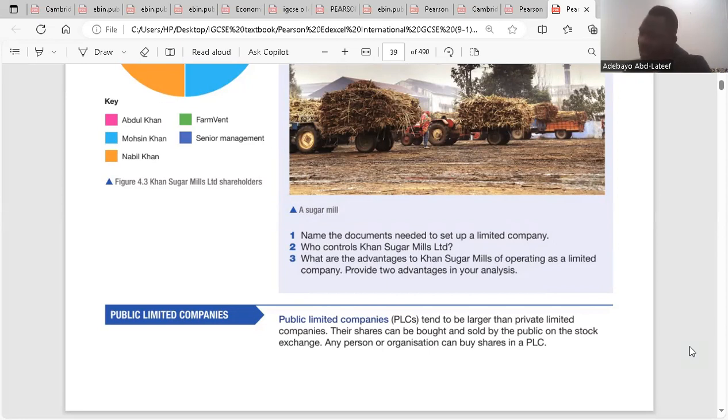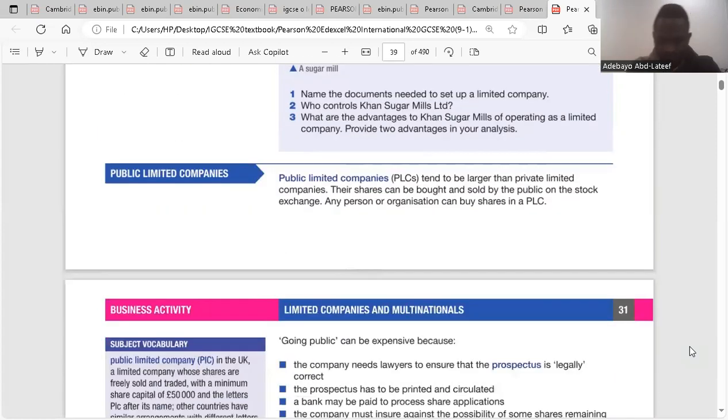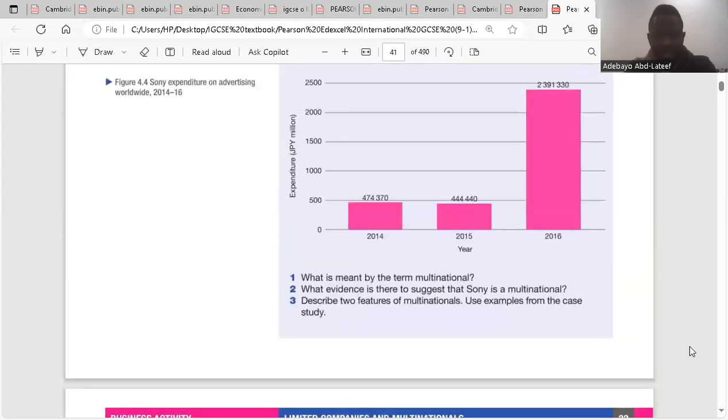Number 2: Khan Sugar Mills is safe from unwanted takeover as shares are not traded on the stock exchange, because they can't sell their shares to the public. That means they have control of the business. They can't lose the control to outsiders. Is it clear? We go to activity 2.